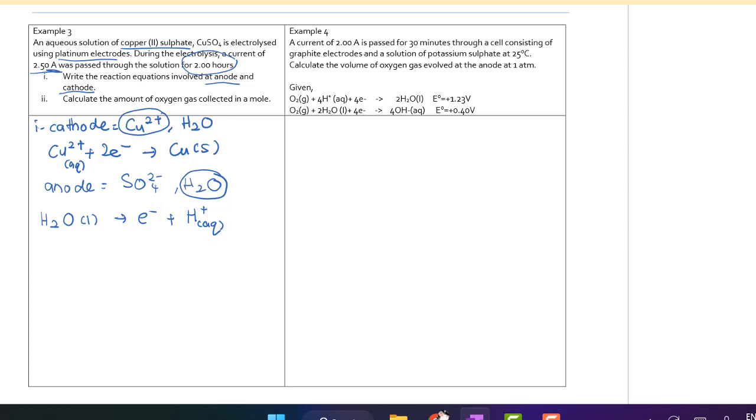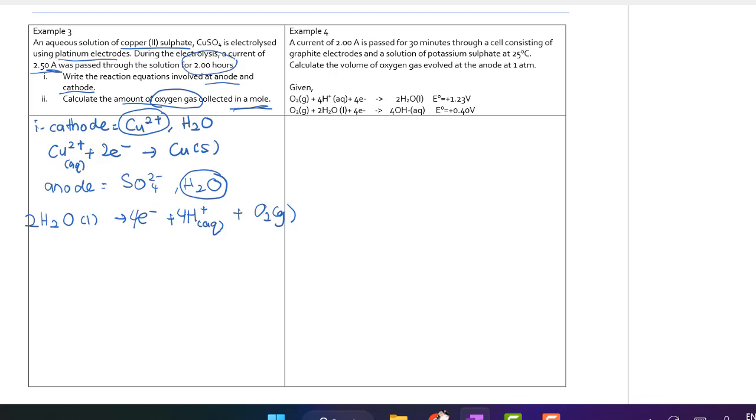And then remember, it is acidic. So oxygen gas will be produced. If you balance the equation, this is the balanced equation at the anode. Calculate the amount of oxygen gas collected in mole.